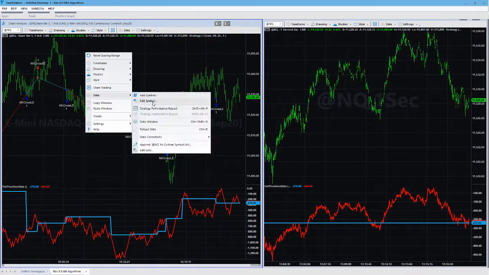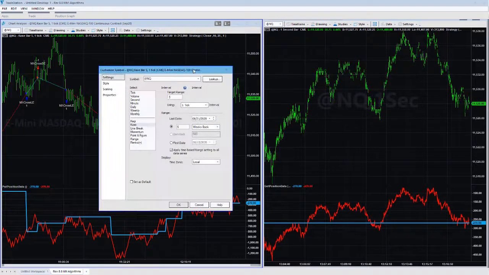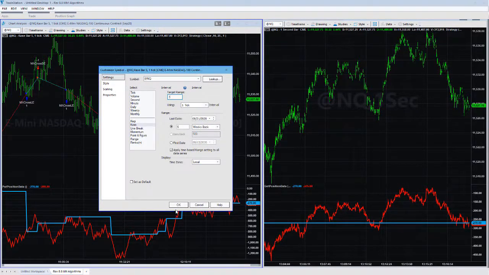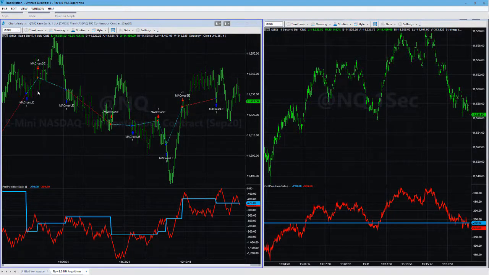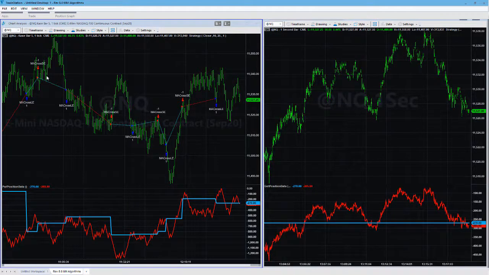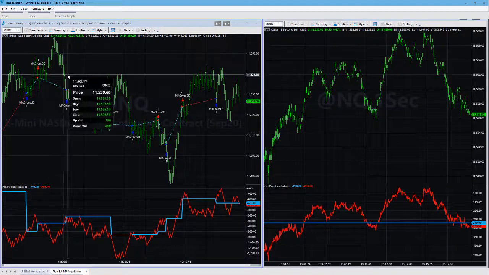Data, edit symbol, and you see the target range is 5. We're using 1 tick charts and we're going 6 weeks back. It's using tick data. And we are using a strategy, moving average crossover opposite. So it takes the opposite. If it crosses above that moving average, it goes short. It crosses below, it goes long.